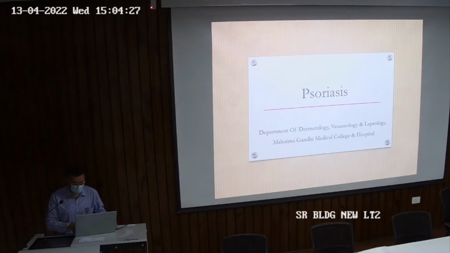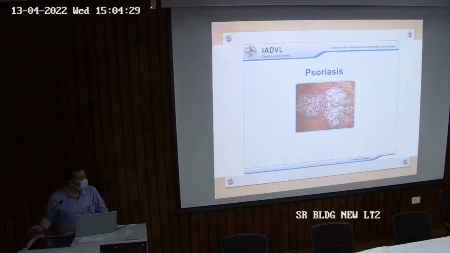This is the picture of psoriasis. So it's a scaly plaque. It has classical features that we will be discussing.